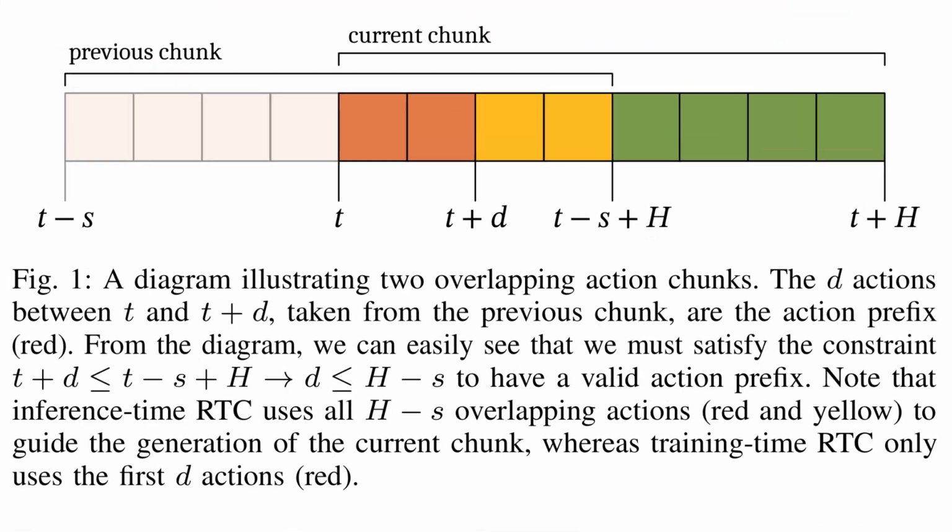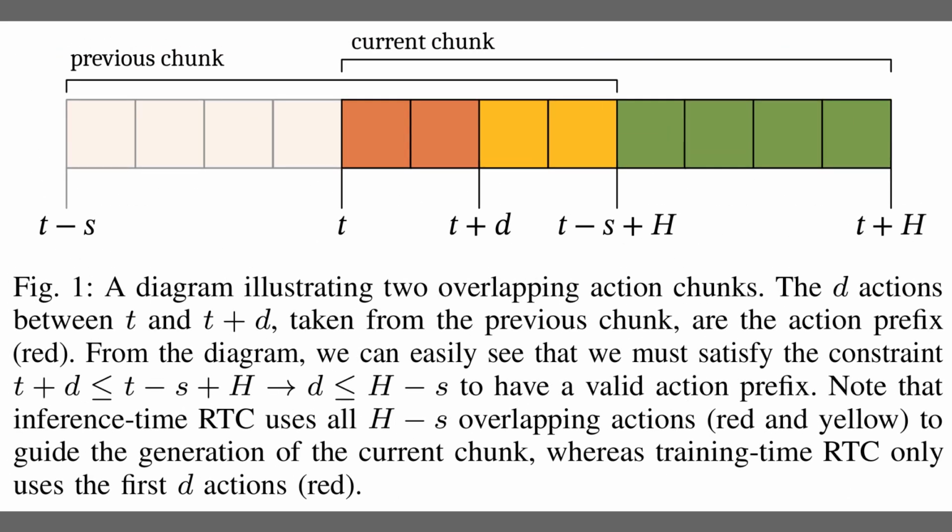While Figure 2 explained how the model handles prefixes internally, Figure 1 clarifies what those prefixes look like along the time axis. The full bar shows two overlapping action chunks, with the left block as the previous chunk and the right block as the current chunk. The pale red segment marks actions already committed from the previous chunk. The red and yellow segment marks the overlapping window that inference time chunking inpaints. The green blocks mark fresh future actions that extend the trajectory beyond the overlap.